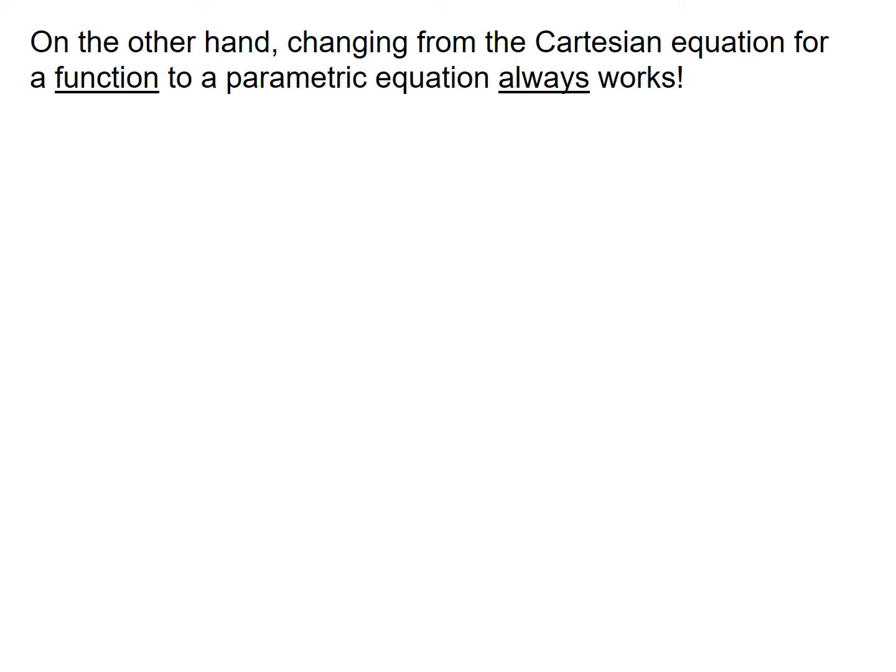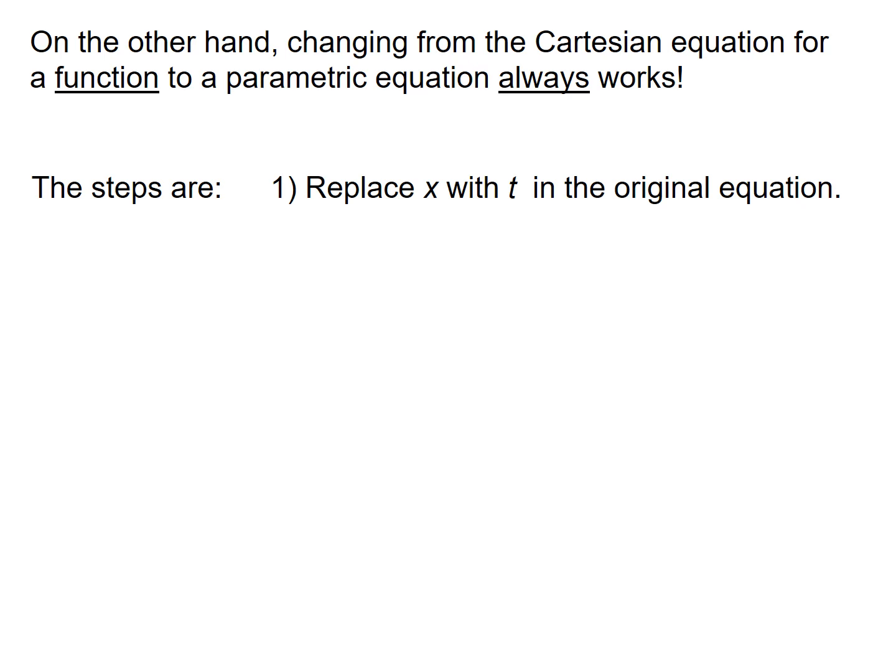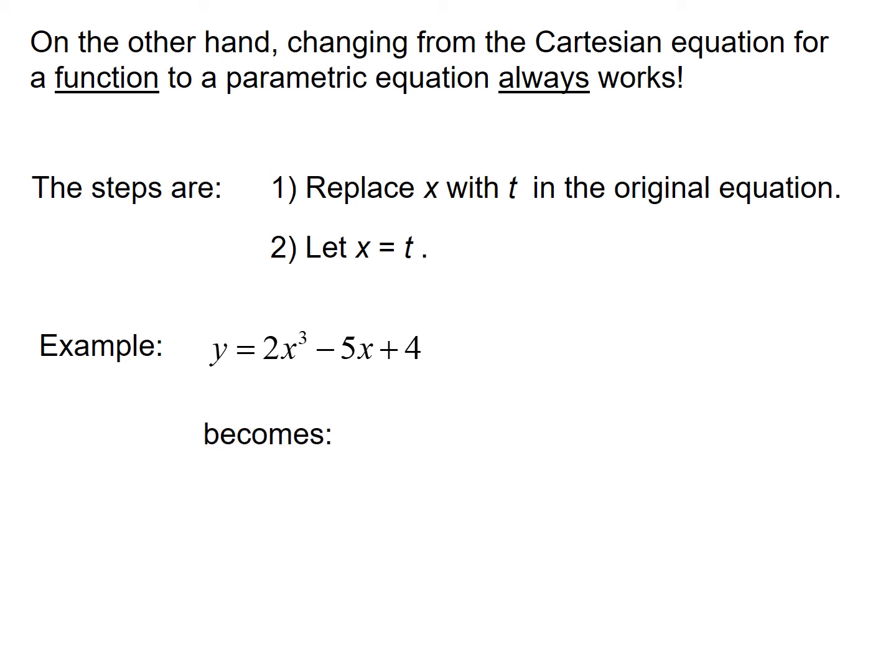Okay. Now, just to point out that going the other direction, if we have something written in Cartesian equations, we can go to parametric equations very, very easily. We replace x with t, and you let x equal t. Here's what that looks like. We have this equation, replace our x's with t, and let x equal t. Now we have parametric equations, and that works every time. So going this direction is not nearly as challenging as going from parametric to Cartesian.